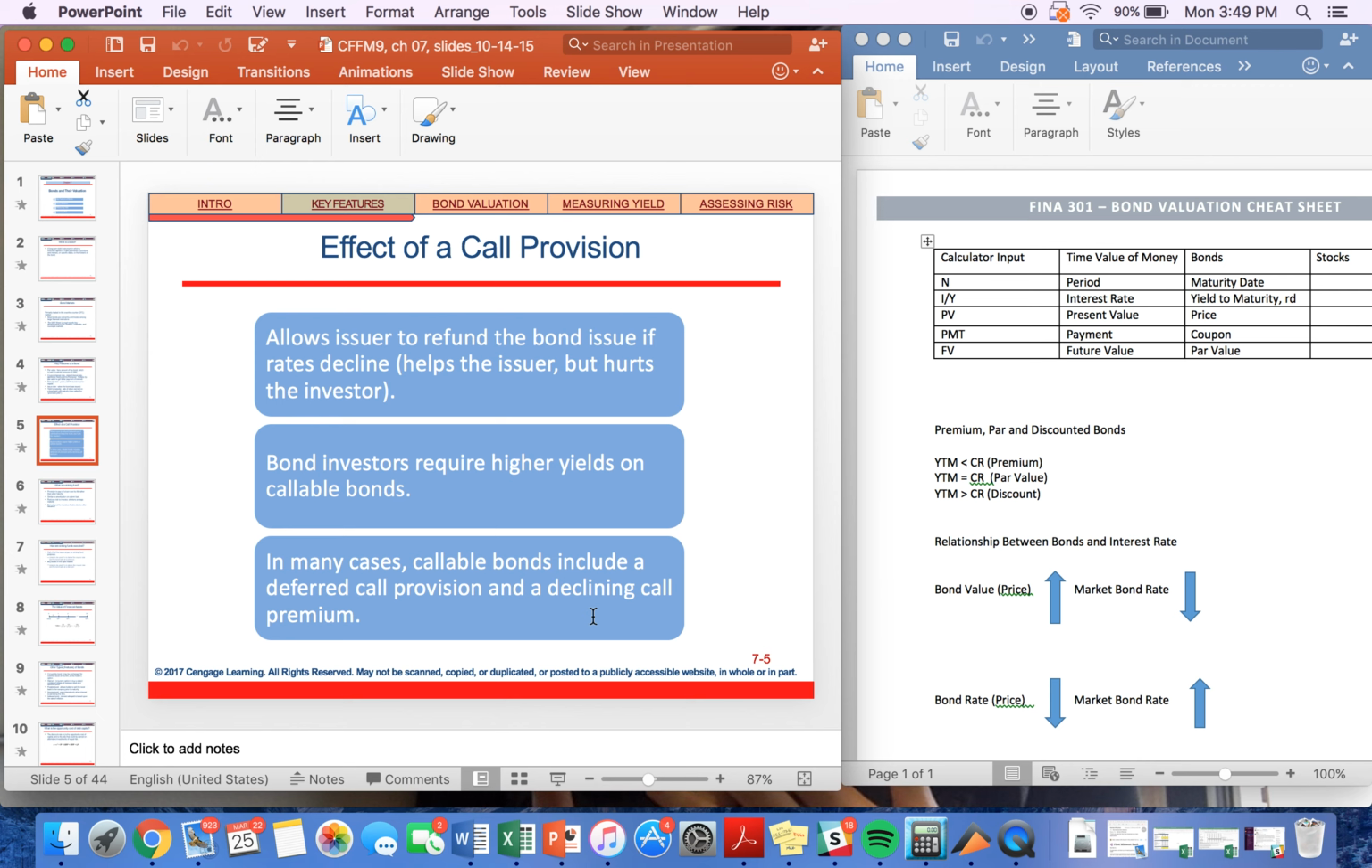So in many cases, callable bonds include a deferred call provision. And a deferred call provision basically says that I as Apple have to wait a certain time until I can call that bond. So it's 3 years to call that bond. So I have some kind of protection as an investor there.